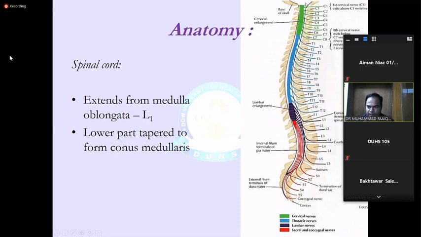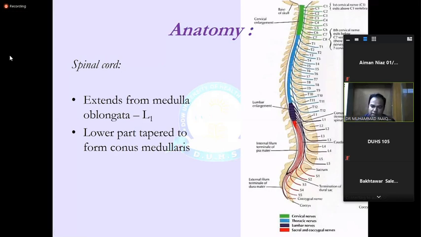That the spinal cord extends from foramen magnum up to L1. It has different segments according to the relevant spine, that is cervical segment, thoracic segment, lumbar, and sacral. And at the level of L1, the spinal cord ends, and after that there is a bundle of nerves which is called the cauda equina.